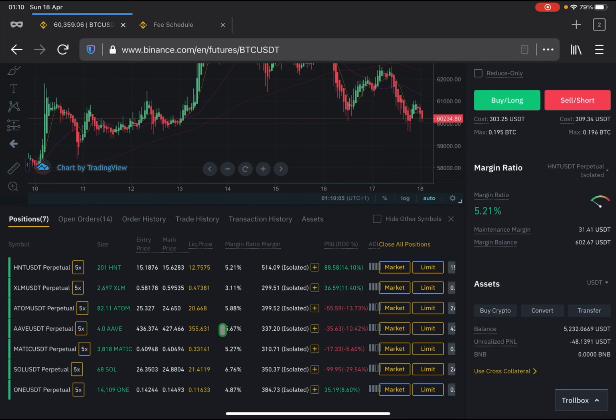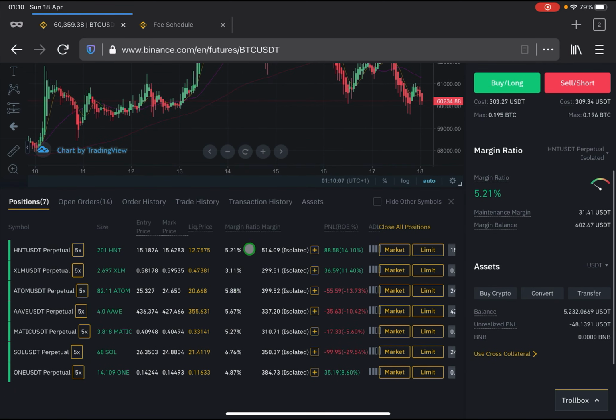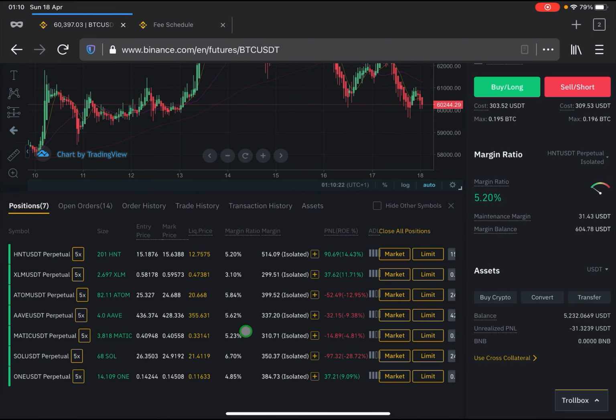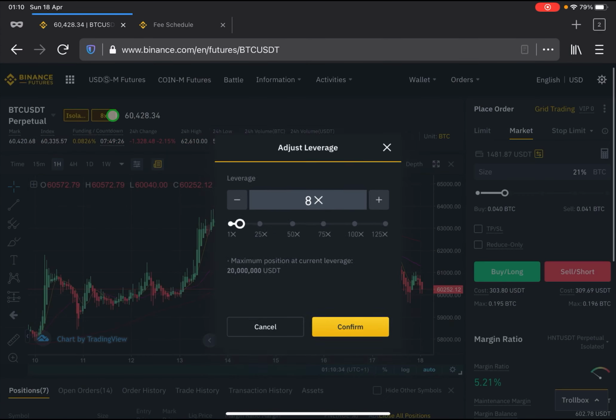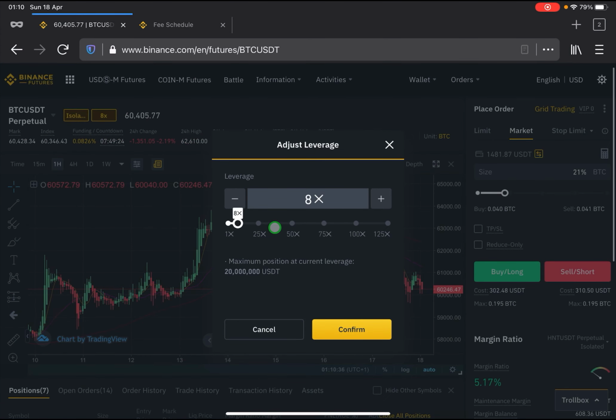But with these smaller cap coins, it's easier. They move much more ferociously. So yeah, that's why I like it, because it's easier to make money. If you can have such a big move, you don't need high leverage. I don't need to be trading on 20x if I'm trading altcoins.